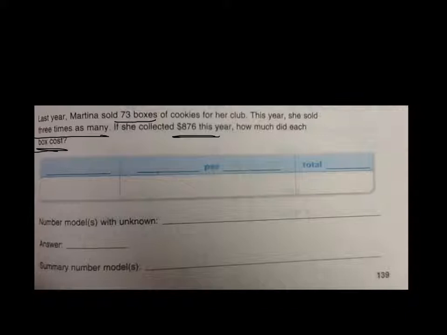Turn and talk with your partner and see if you can figure out what the label should be on the top part of this box. There is a little work we have to do before this. You're correct. So first we had to figure out how many boxes she sold this year. We know it's 73 times 3. So let's figure that out quick first. 3 times 3 is 9. 3 times 7 is 21.